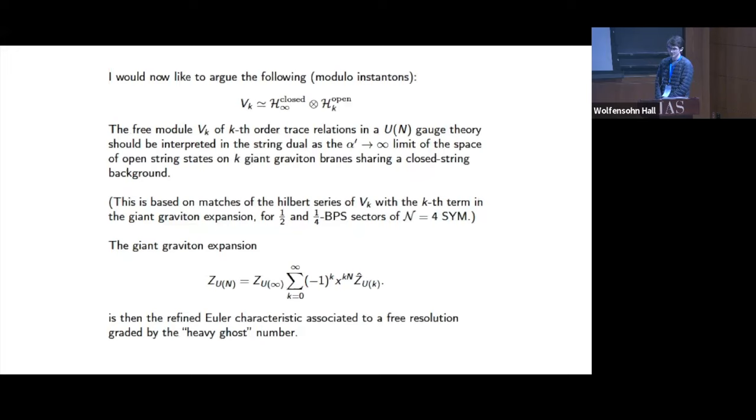I would now like to argue the following, which is a statement that's valid modulo instantons: that the free module V_k of kth order trace relations in a U(N) gauge theory should be interpreted in the string dual as the alpha prime going to infinity limit of the space of open string states on k giant graviton branes sharing a closed string background. So giant graviton branes are branes which can be dual to states in the gauge theory. And so the giant graviton expansion, which is the formula that I've been trying to explain, is then the refined Euler characteristic associated to a free resolution graded by this new heavy ghost number. Well, that's it. Thank you.